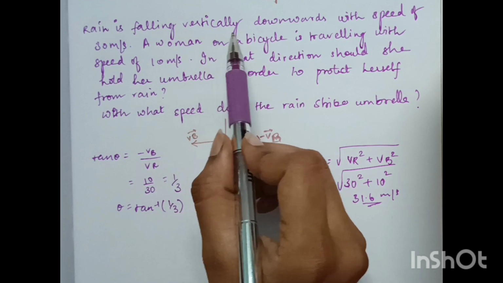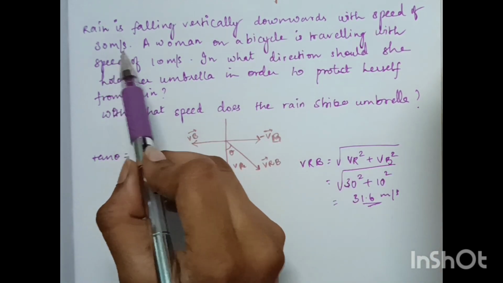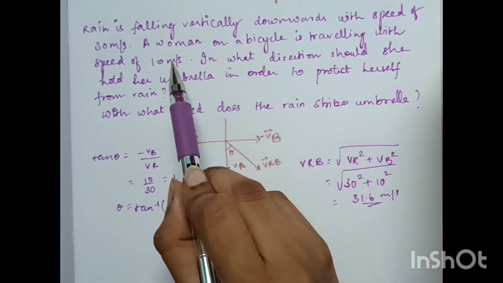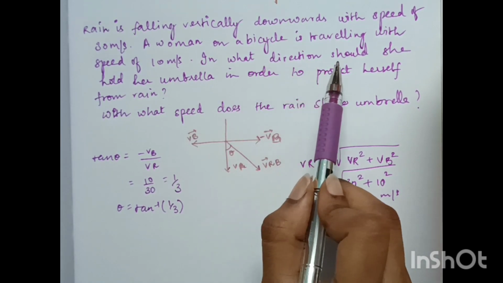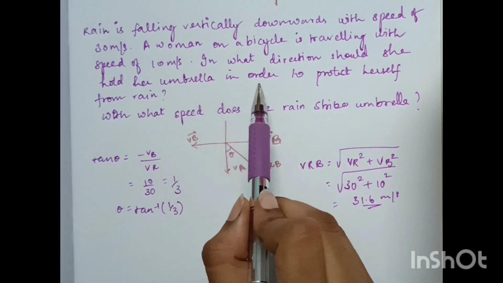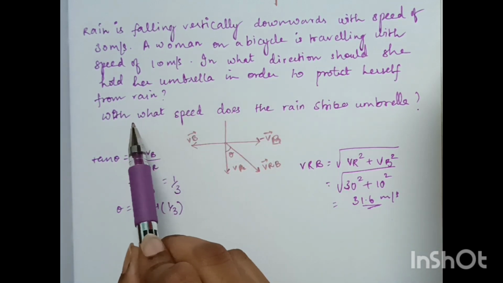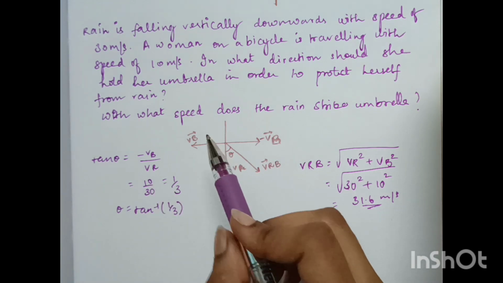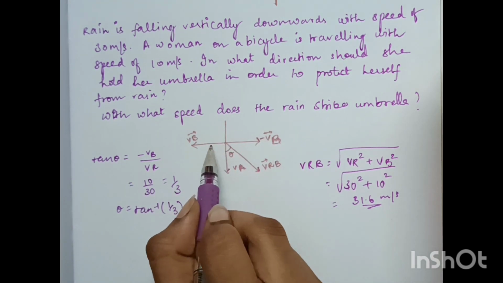Rain is falling vertically downwards with a speed of 30 meters per second. A woman on a bicycle is traveling with a speed of 10 meters per second. In what direction should she hold her umbrella in order to protect herself from the rain? With what speed does the rain strike the umbrella? This is a simple question. Let us consider for a change.